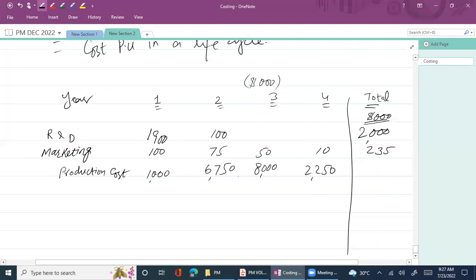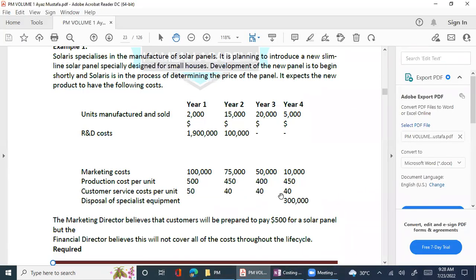So make a total of these four figures. We will get the total production cost. So 18 million would be the figure.